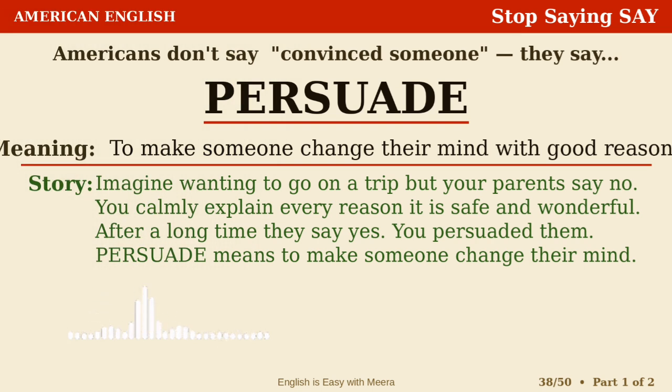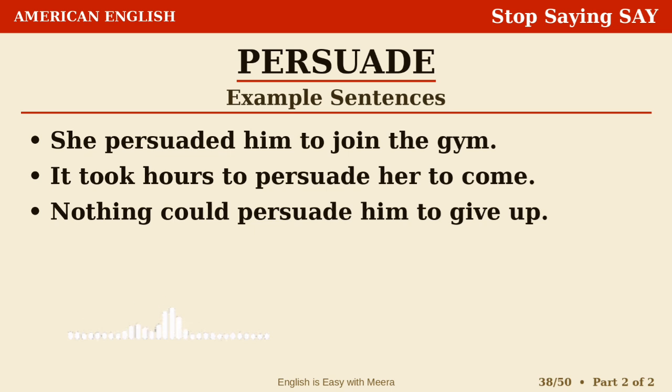38. Persuade. Americans don't say, convince someone. They say, persuade. Meaning, to make someone change their mind by giving good reasons. Story. Imagine wanting to go on a trip but your parents say no. You calmly explain every reason it is safe and wonderful. After a long time they say yes. You persuaded them. Example. She persuaded him to join the gym. It took hours to persuade her to come. Nothing could persuade him to give up.